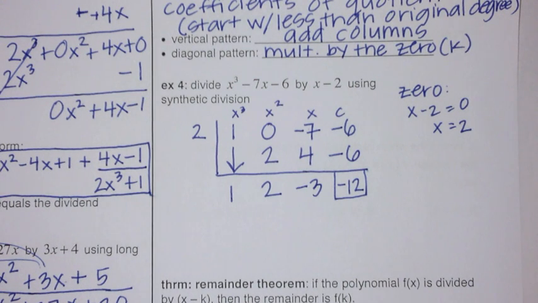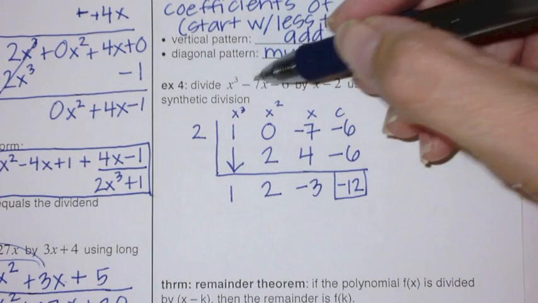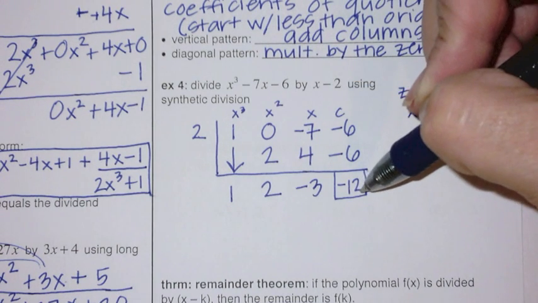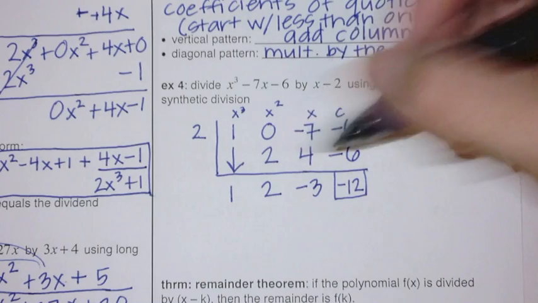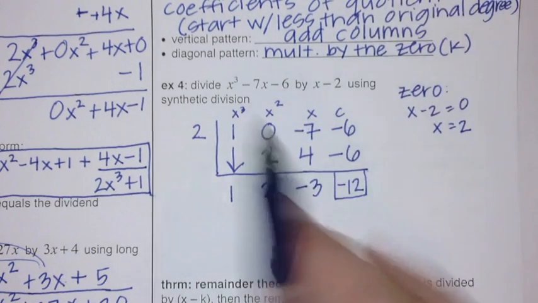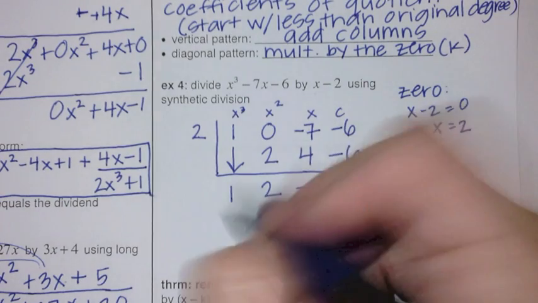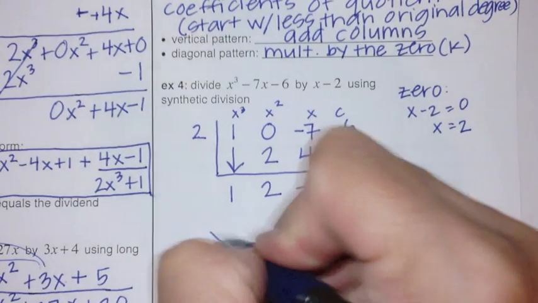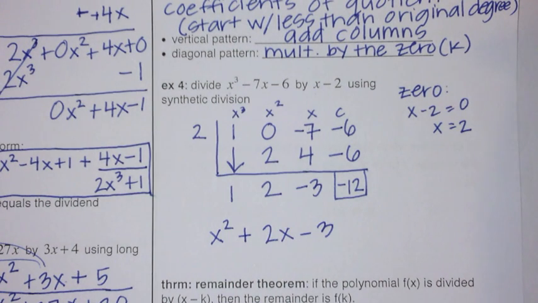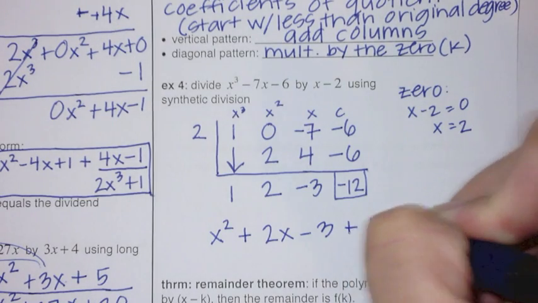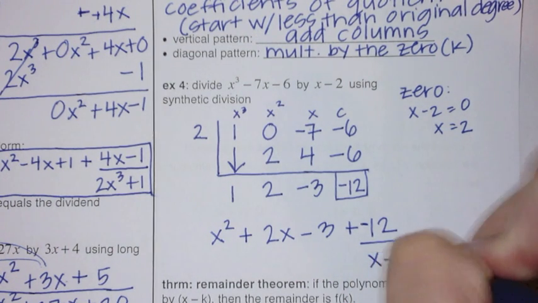What I want to say about this one is that x minus 2 is not a factor of this polynomial, because we did get a remainder other than 0. So when we write our quotient, because this is just abbreviated form, we pretend we did x cubed divided by x, which would mean we would get x squared. So this is going to be 1x squared, or just x squared, plus 2x minus 3. And then what I encourage you to do is always write plus negative 12 over x minus 2.